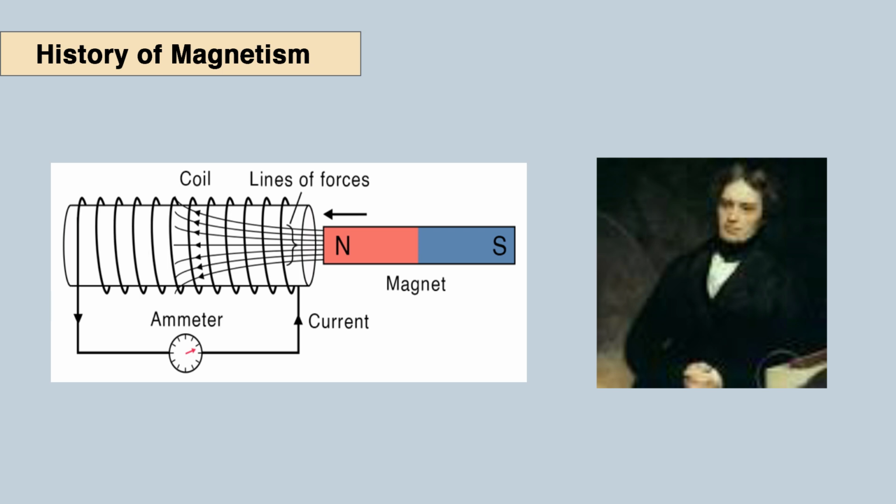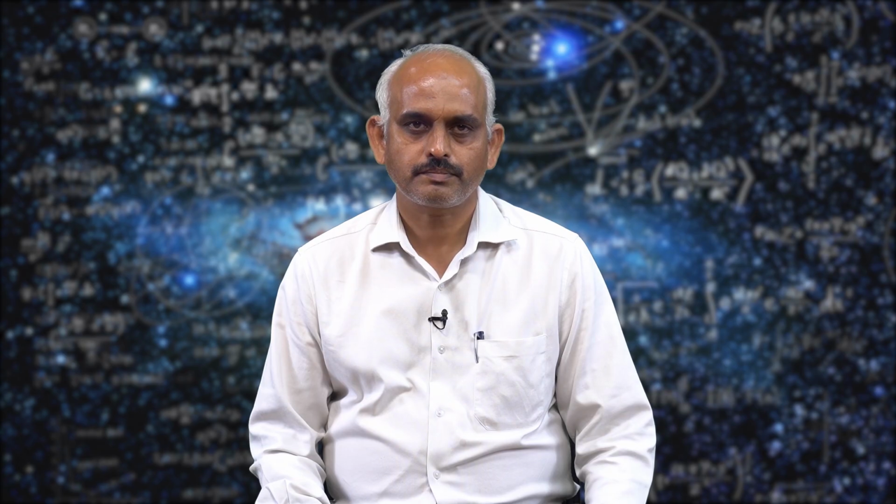One wire was connected to a battery that gave rise to a current and the other wire to a galvanometer. The current in the first wire generated a magnetic field which passed through the second wire. When the magnetic flux changed, a current was induced in the second wire as detected by the galvanometer.